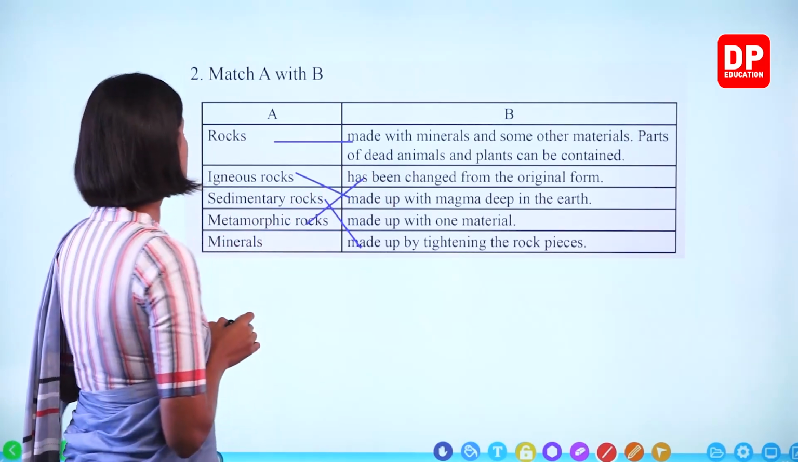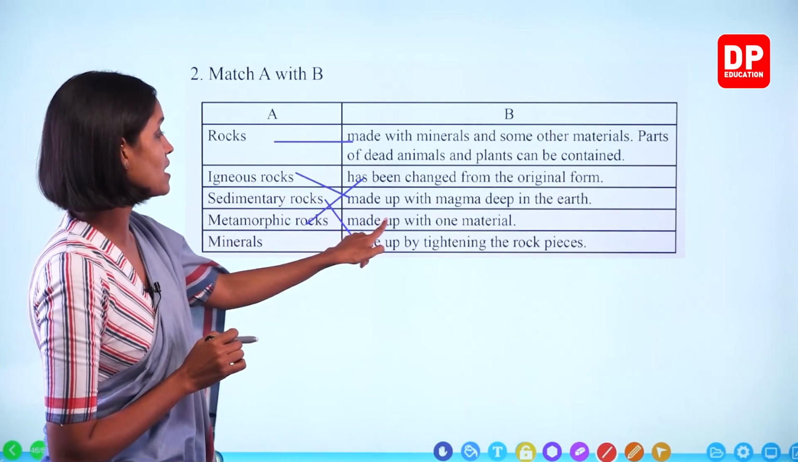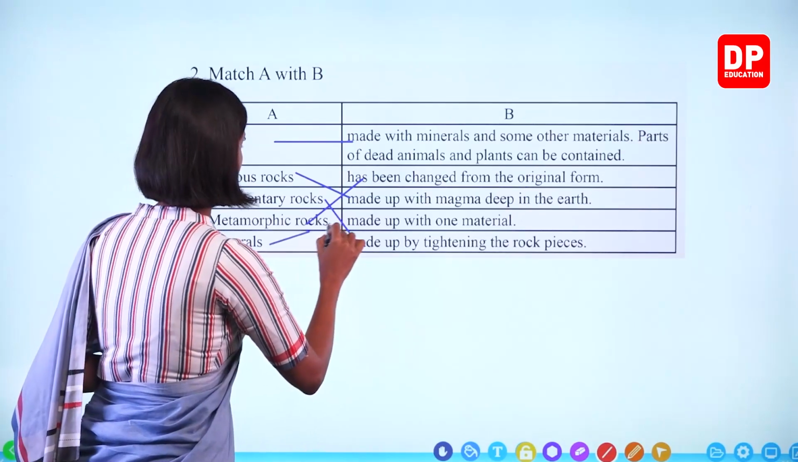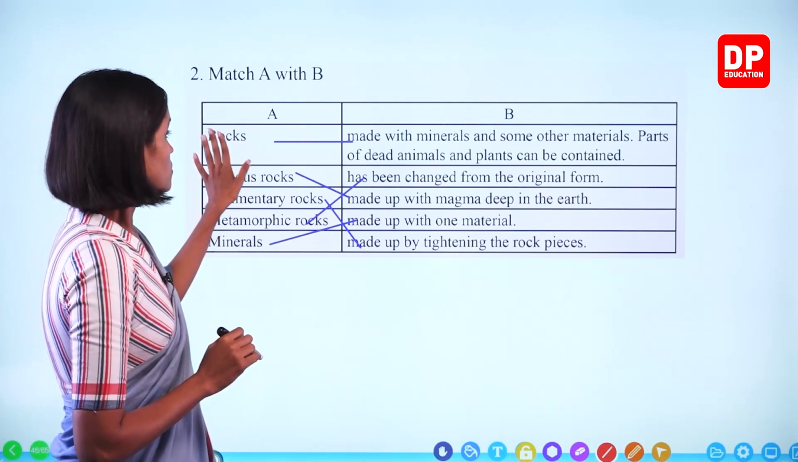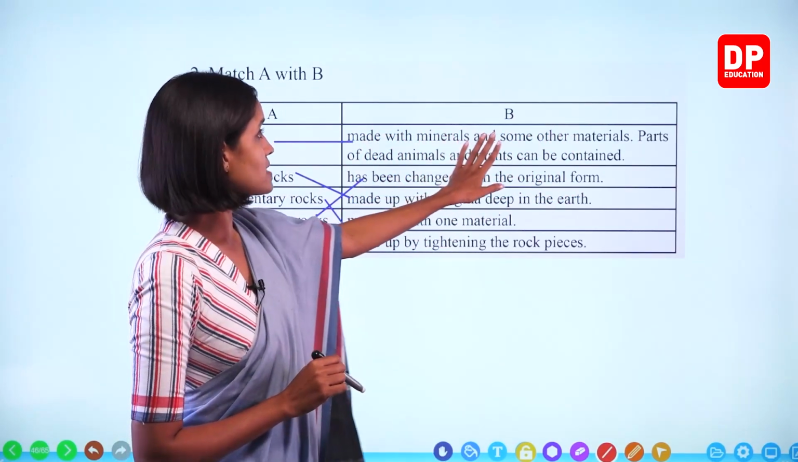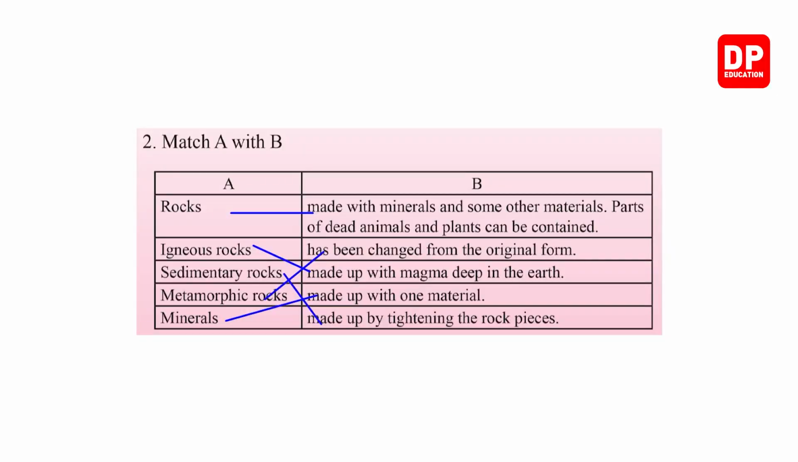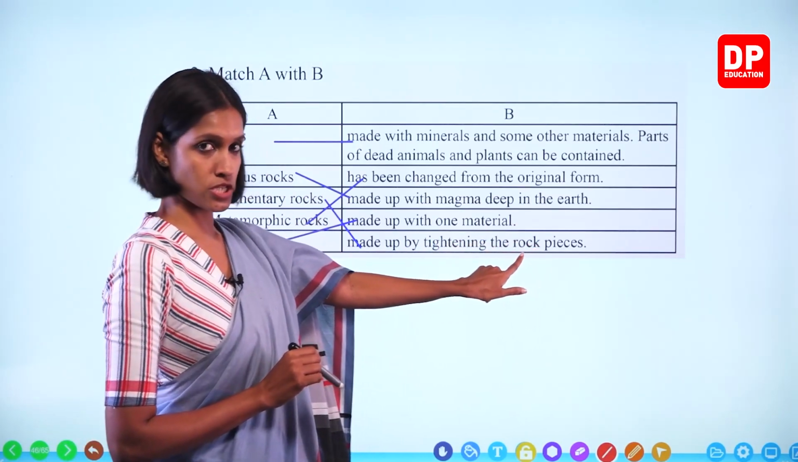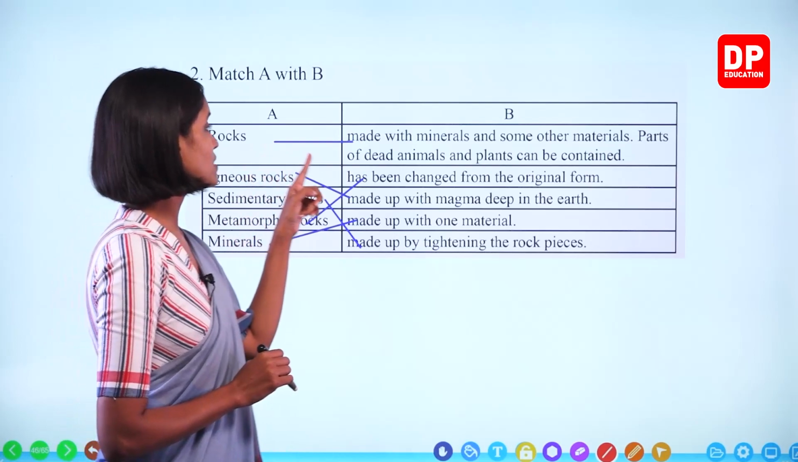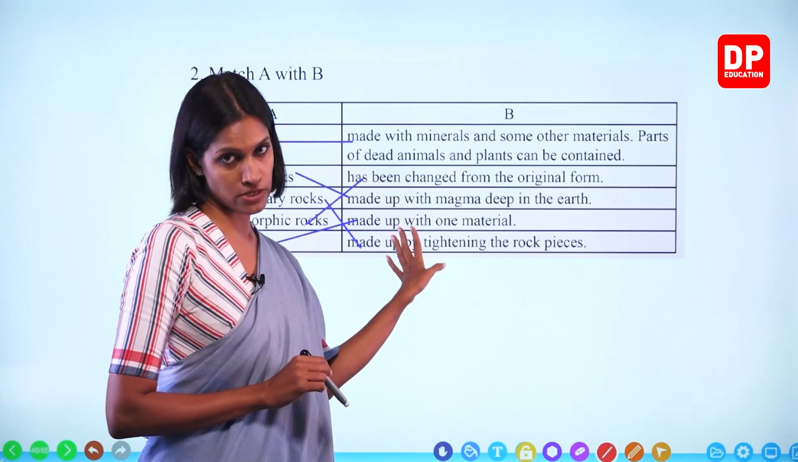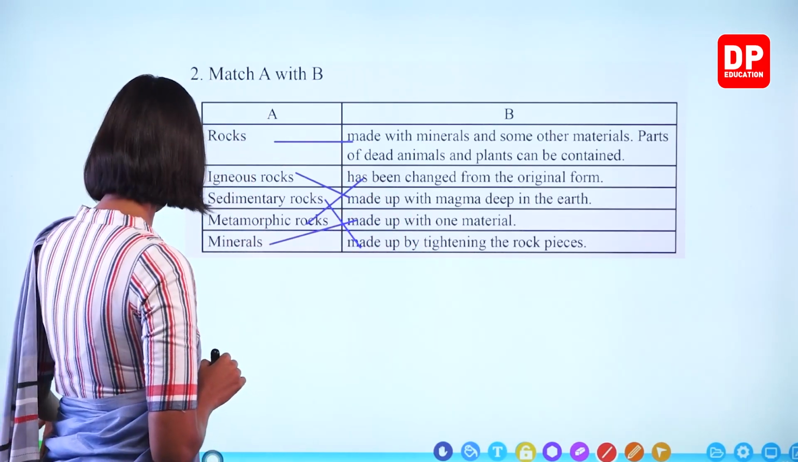Therefore, it is this. Minerals, it is this, made up of one material. Rocks are made by many materials, okay? Right. So rocks are made with minerals and some other materials, and parts of dead animals and plants can be contained. Igneous rocks are made up of magma deep in the earth. Sedimentary rocks are made up by tightening the rock pieces, right? Metamorphic rocks have been changed from the original form. And minerals are made up of one material. Right, children? We'll move on to the next.